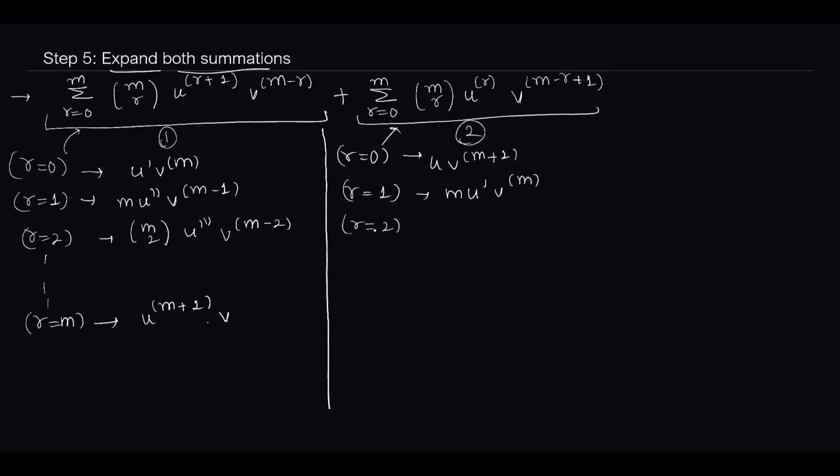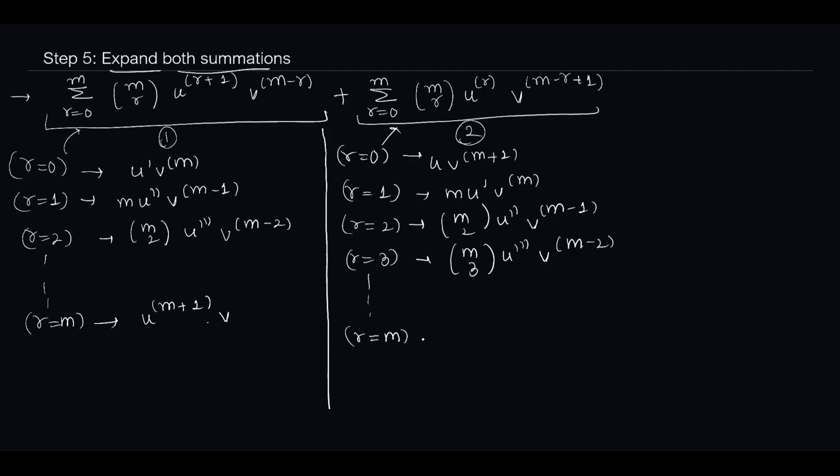Similarly, for r equals 2, it is m choose 2 u double prime v^(m-1). For r equals 3, we get m choose 3 u triple prime v^(m-2). So on, till r equals m, we get u^(m) v prime. Alright, so these are all the results that we have obtained from the first and second summations. Now we have to sum the first summation separately and the second summation separately.